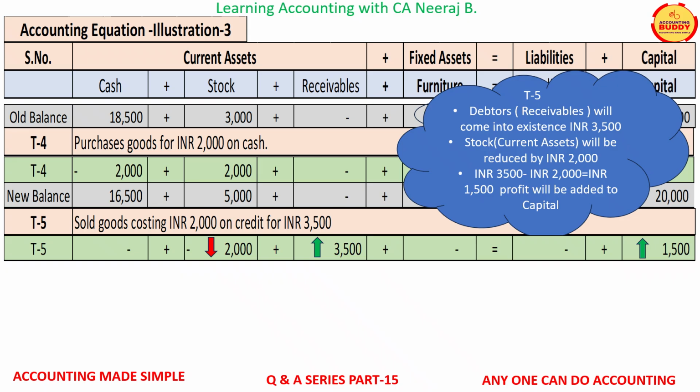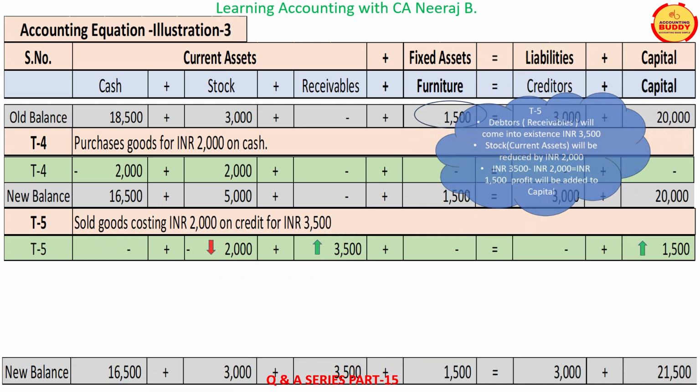On asset side, receivables will increase by 3500 because the goods are sold on credit. Stock with 2000 will be reduced again on the asset side, being the amount of cost of goods sold. The third effect will result into an increase in the equity by 1500, being the profit of the transaction.